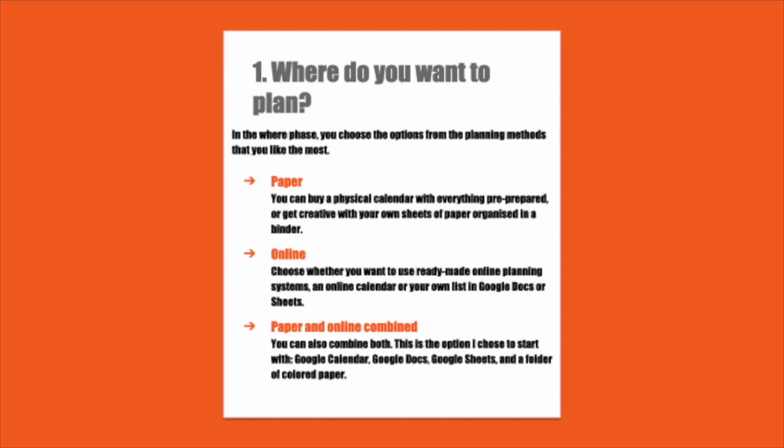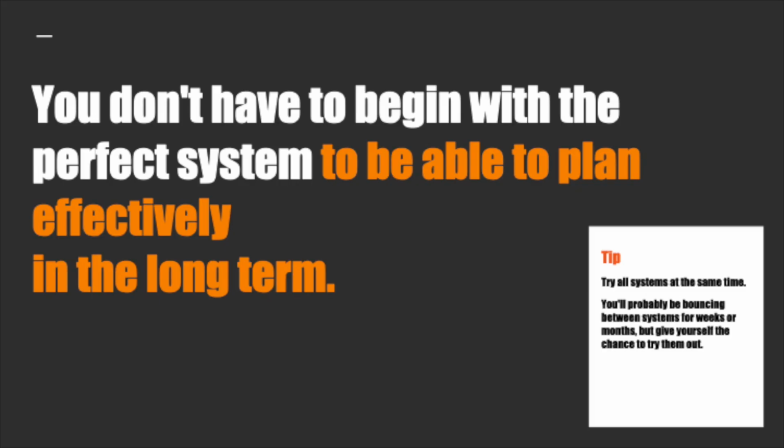Paper and online combined. You can also combine both. This is the option I chose to start with. Google Calendar, Google Docs, Google Sheets, and a folder of coloured paper. You don't have to begin with the perfect system to be able to plan effectively in the long term.